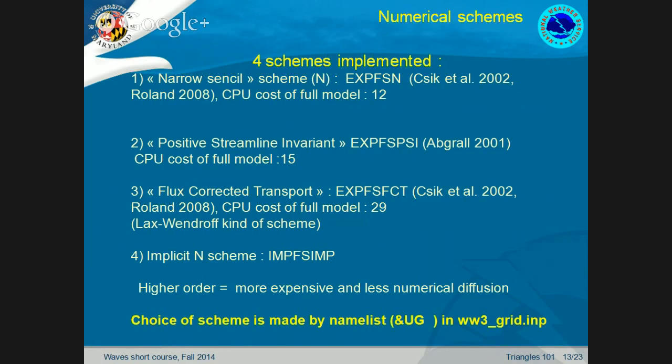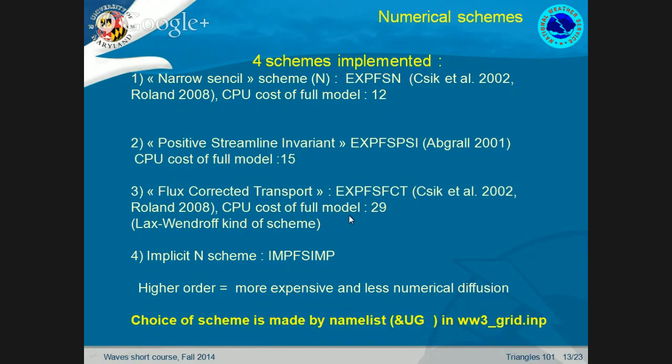Okay, so I already talked about that. So the 4 schemes we have are these. The one we actually use quite a lot here is a narrow stencil scheme. It's more diffusive and less accurate, but it's cheaper. And to give you an idea, with a model with wave interactions and the source and everything, if the cost of that model is 15, and you want to go from the N scheme to the PSI scheme, it's going to increase the cost of the model a bit.